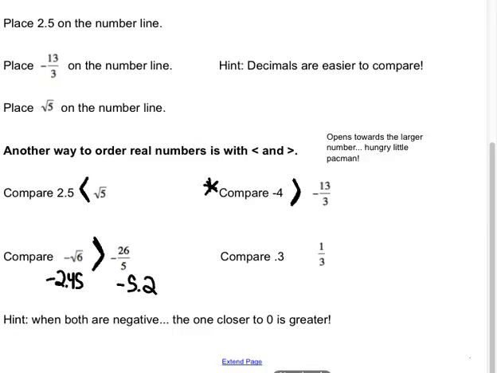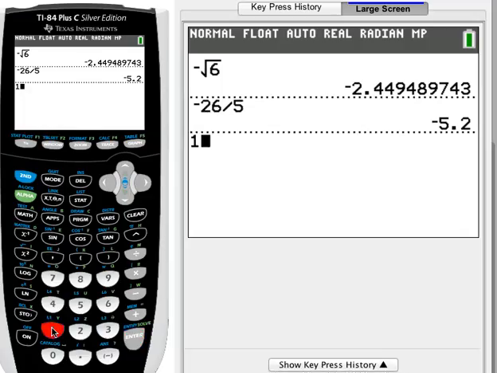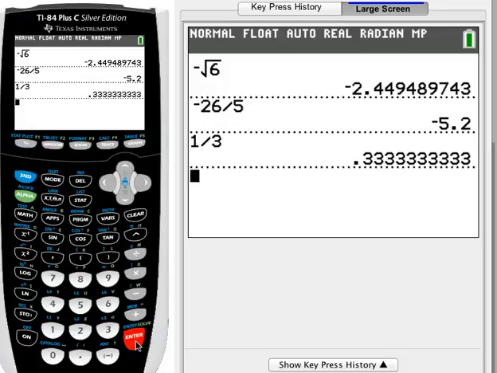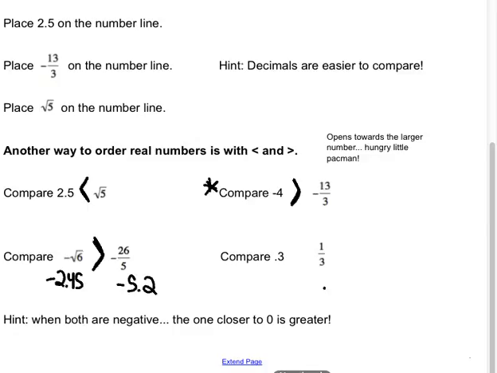And let's compare 0.3 with 1/3. This one I'm hoping you know offhand: 1/3 is 0.3 repeating. So here, 0.33333 keeps going and going, and that is going to be slightly larger than 0.3.